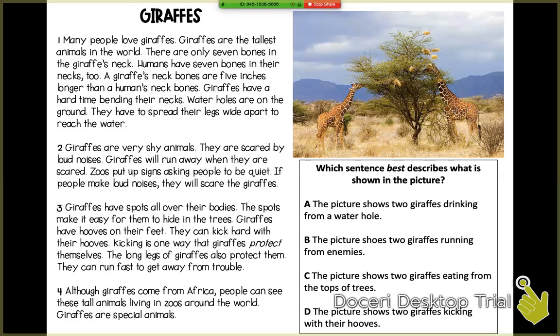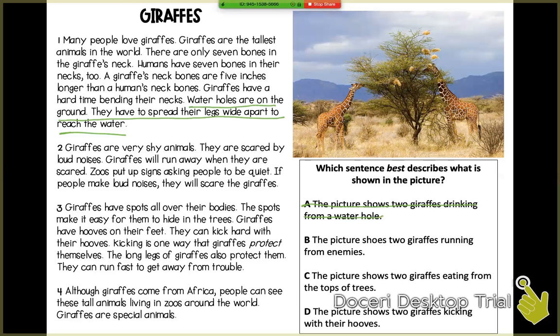Well, back here in my text, it said that the water holes are on the ground and they have to spread their legs wide apart to reach the water. None of these giraffes' heads are going towards the ground. Their heads are up in the trees. So I think that we can slash and trash A. That picture does not show that.